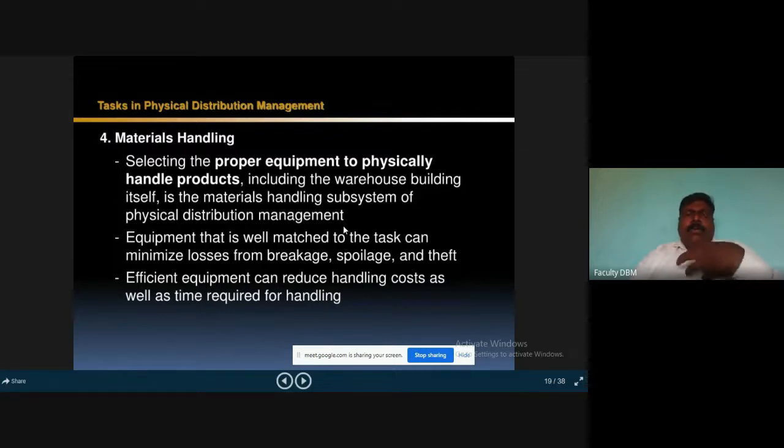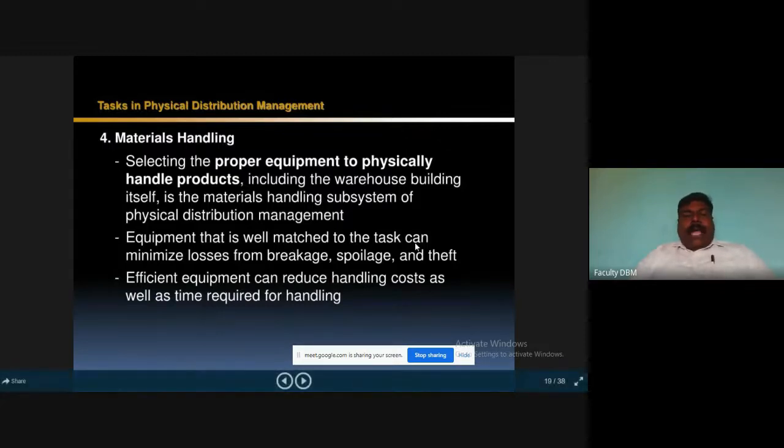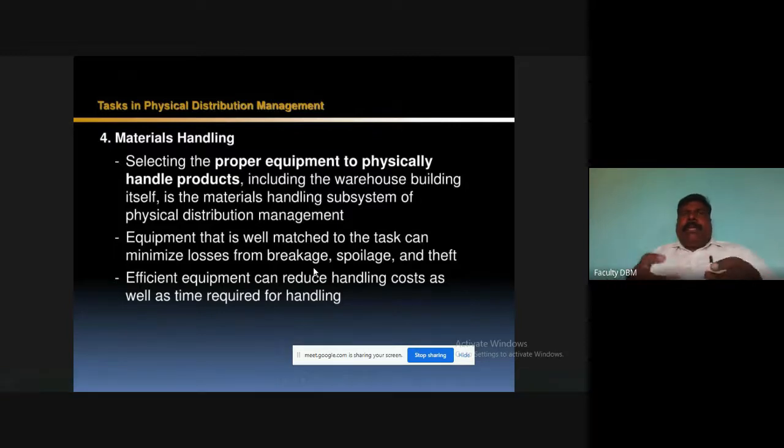This means we need the process and the tools which are used for material handling. Equipment that is well matched to the task can minimize the losses of breakage, spoilage, and theft. You would have seen this on some packages where glass is packed, so the glassware is inside. We have to handle with care, and you can see some material handling instructions written on the board and the carton while handling the refrigerator, the oven, the washing machine, and other materials.